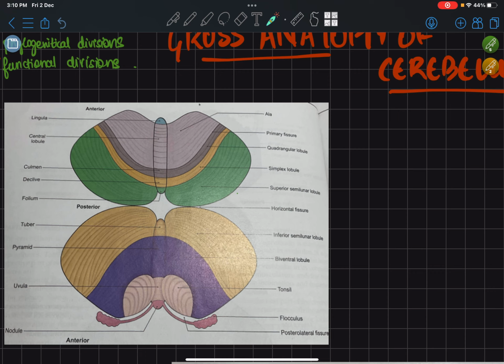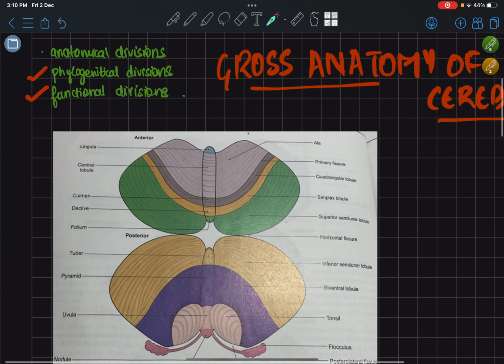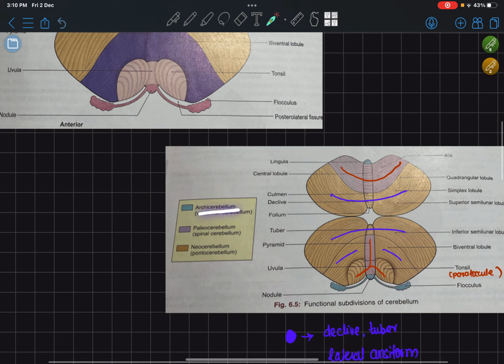That is done. Now we come to the next thing, that is the phylogenetical divisions, or you could say morphological divisions. But as we know, morphological divisions are now based on the phylogeny, right? So phylogenetical divisions, we have three: archicerebellum, paleocerebellum, and neocerebellum. Archicerebellum is the oldest, neocerebellum is the newest, whereas the paleocerebellum is in between. Archicerebellum is phylogenetically the oldest part of the cerebellum to appear in evolution. That is, it was there in the aquatic vertebrates also. The neocerebellum is the newest part of the cerebellum to develop. Now we'll see what they're made up of.